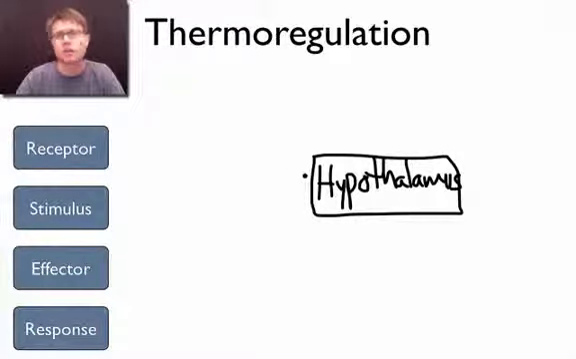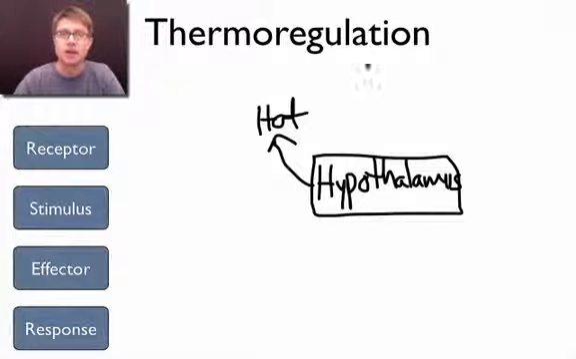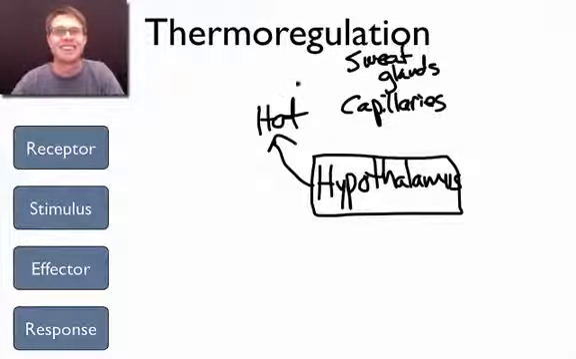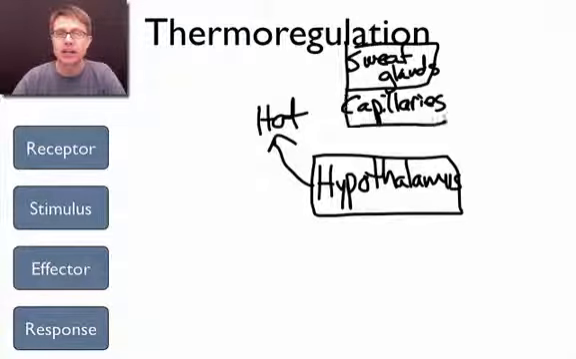And you may want to start with temperature. Okay, so let's say that we get too hot. So let's say that our stimulus is that the hypothalamus is getting too hot. What are some effectors that we could put at the top? Well, one example would be sweat glands. What's another one? Capillaries. So let's say the temperature goes too high. Our organs at the top could be sweat glands, capillaries.